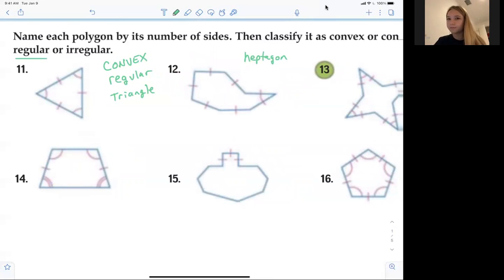Now, the formal definition of concave is when you draw the diagonals. If it's convex, all of the diagonals will end up inside the figure. It's concave if you can draw a diagonal and it is outside of the shape.